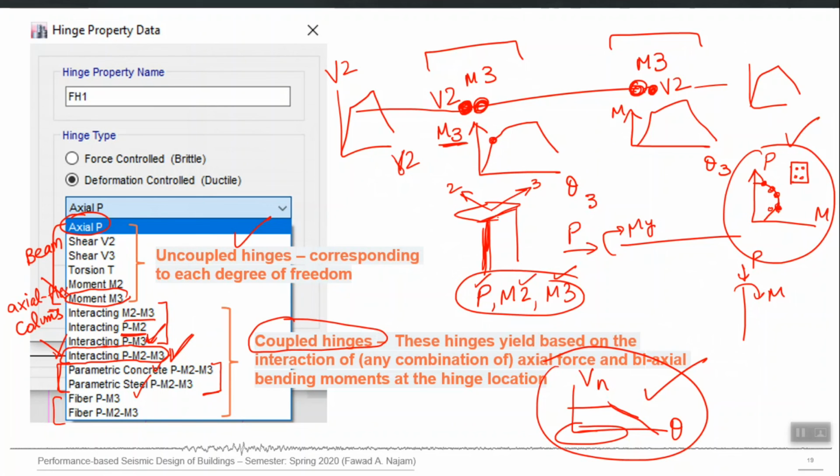So Perform 3D allows you to define many more sophisticated interactions and nonlinear behavior, which currently ETABS may not allow. But as I have said, with more and more new versions of ETABS, many of the Perform 3D capabilities are being introduced in ETABS, right? So now fiber modeling and plastic hinge modeling is available, but many of the dampers and many of the special kinds of elements are currently not available.